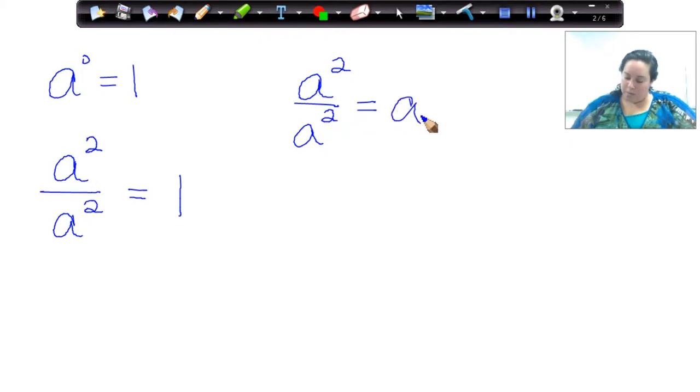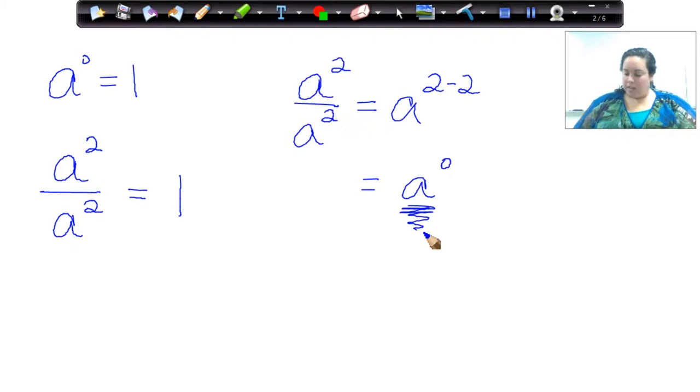Just like when we were multiplying, we added. Well, when we divide, we subtract. So a squared over a squared is a to the 2 minus 2. What's 2 minus 2? That's just 0. So we have a to the 0 is this, but this same thing is also 1. So that means a to the 0 is 1, and this is for any arbitrary a.